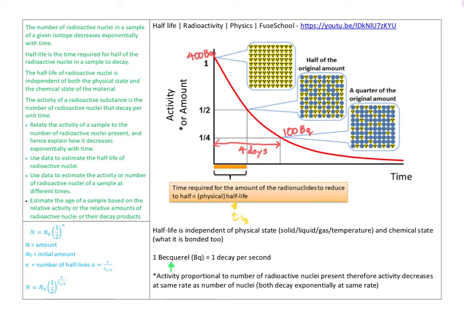Just for those of you who are more mathematical, and if you're not mathematical, don't worry about this bit, this graph we can describe mathematically using this formula here. N, which is the amount, or the activity, it doesn't matter, equals N0, the initial amount, times half to the power of n, where n is the number of half-lives, and we can work that out from t divided by the half-life. So in this case, 4 days, with a half-life of 2 days, that would be 2 half-lives. And that gives us a mathematical formula to calculate these and describe them.